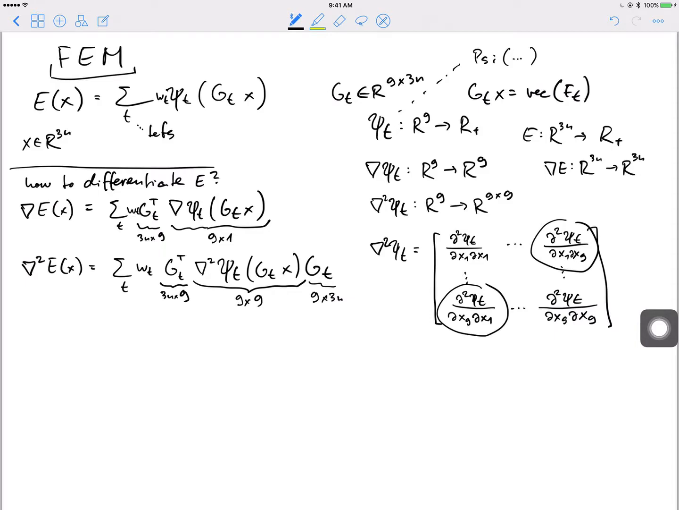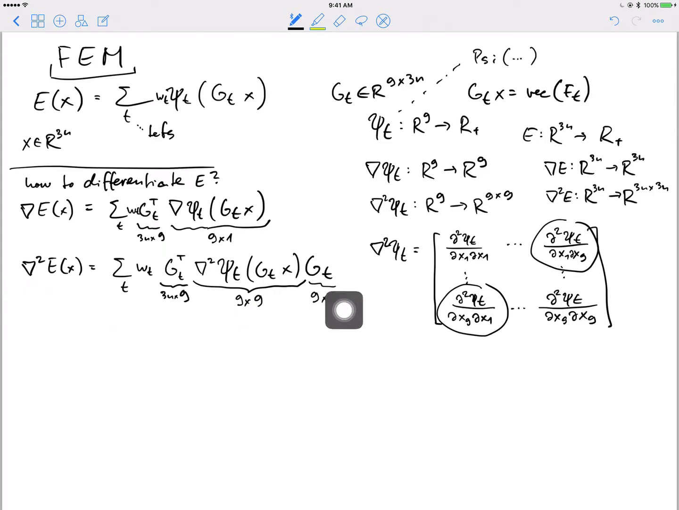So this whole thing, I can write it here, is an operator that takes the input and produces a 3n by 3n matrix as an output, okay? And that's exactly what you can then plug into Newton's method or modified Newton's method, and then it should work if you got it all correctly.